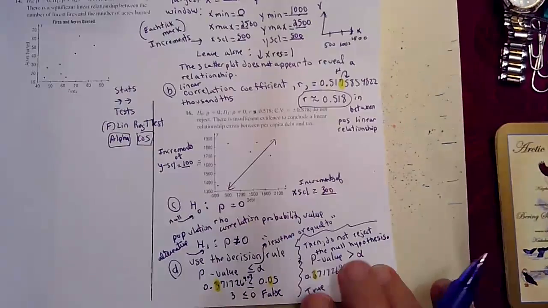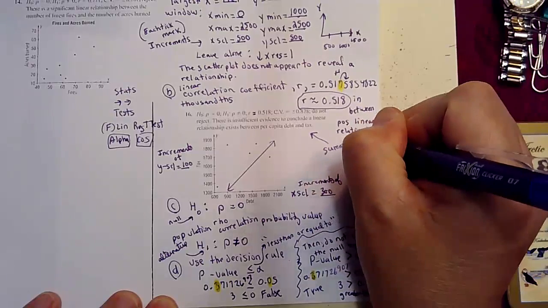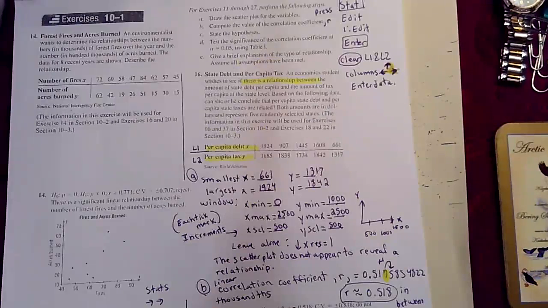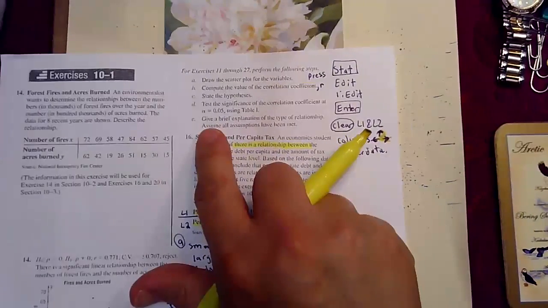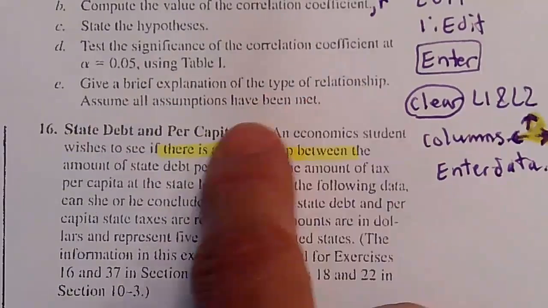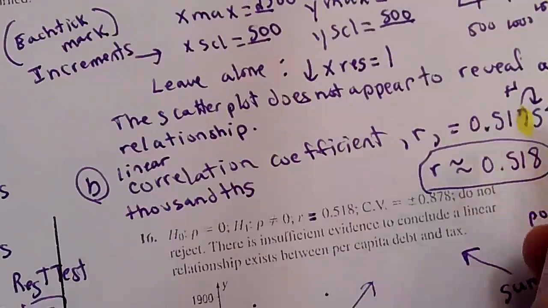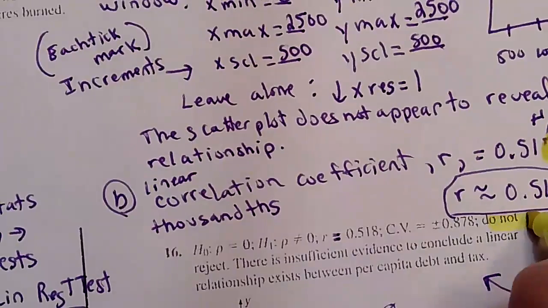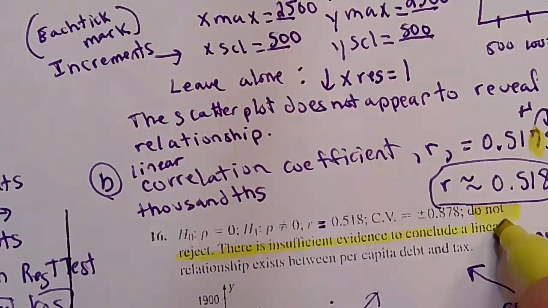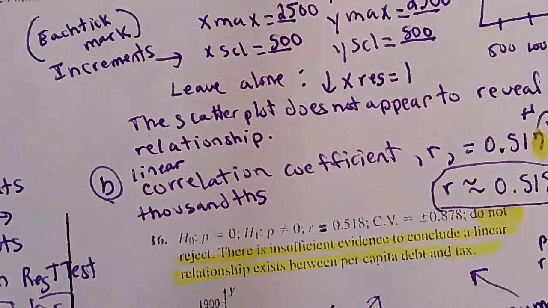I don't think I have to rewrite it, but I will put summary here, and I'm going to highlight that in yellow, and that is going to be this part here. Let me make this larger. Give a brief explanation of the type of relationship. So we're saying this: do not reject. There is insufficient evidence to conclude a linear relationship exists between the x and the y variables.